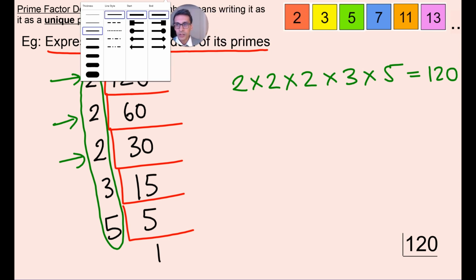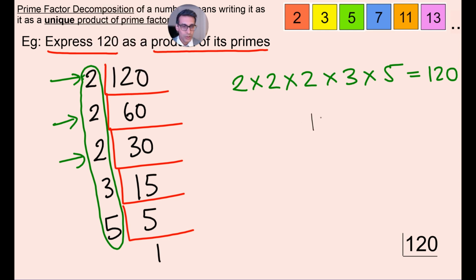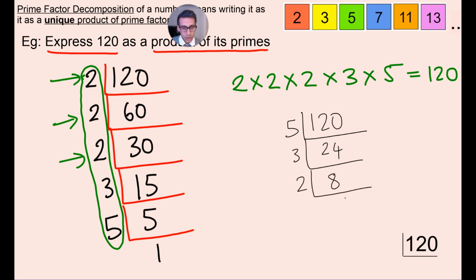So I'm just going to very quickly do this in another way. So 120, I could have decided at first to instead divide it by 5. So when I do 120 divided by 5, I'm going to get 24. And now I can pick any prime number here. So let's go with 3. 24 divided by 3 is 8. I'm going to pick 2. I get 4. Divided by 2, I get 2. Divided by 2.